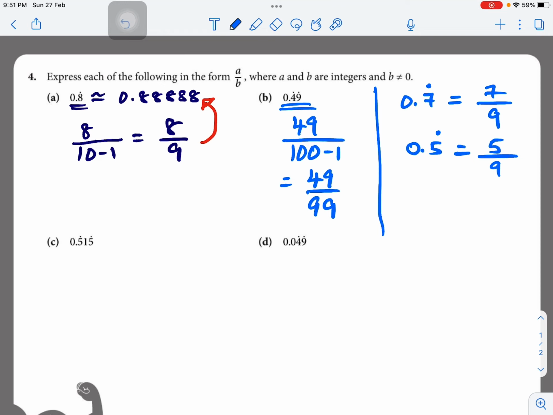Now, let's look at C. The way we need to work with this is, because it's the first and the last, the closest you can get for this is 515 over 1,000, right? That's the closest you can get. Okay, with a minus 1 at the bottom, that will give you 515 over 999.